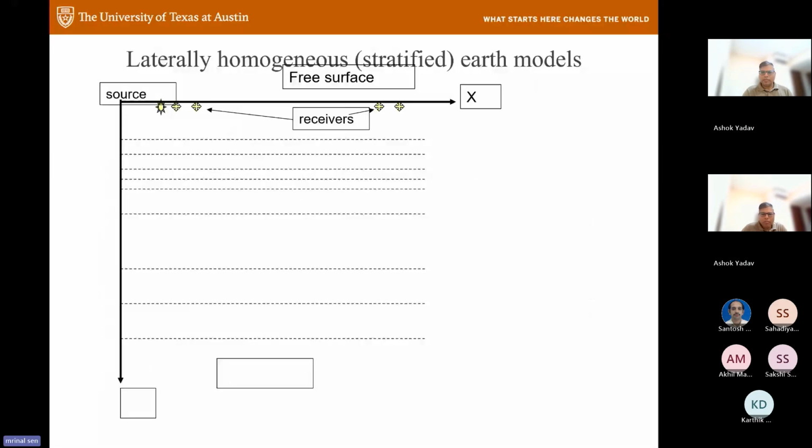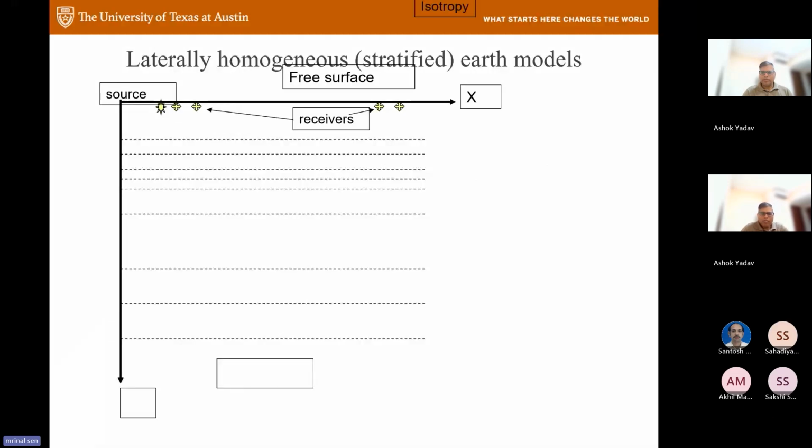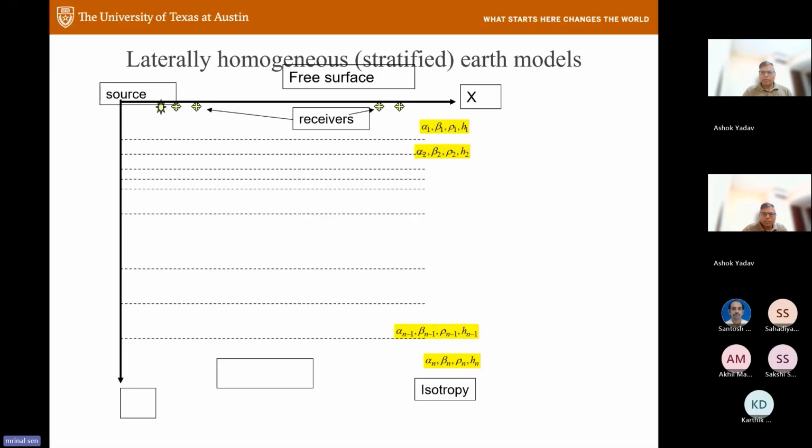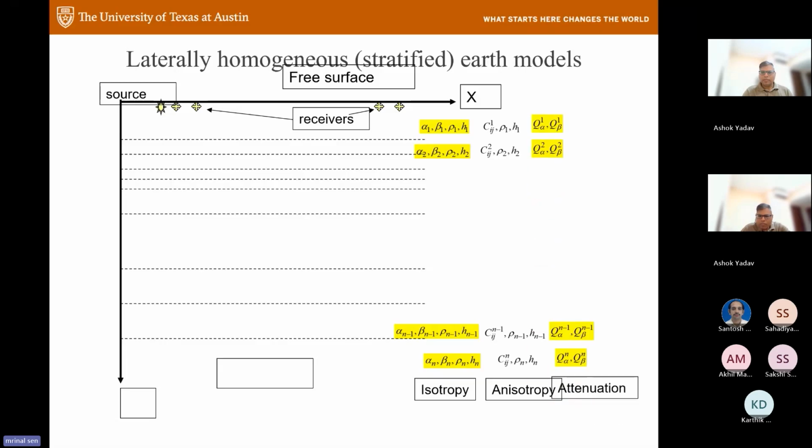Okay, so let's say that I have a point source, and I have a layered medium. Each layer is homogeneous. It has P wave velocity, shear wave velocity, density, and thickness. And you can also have anisotropy, depending on what level of approximation you want. In which case, you have 21 coefficients in general for anisotropy, then you still have density and thickness, and then you have attenuation.